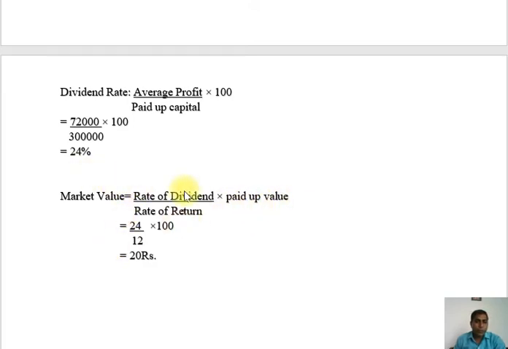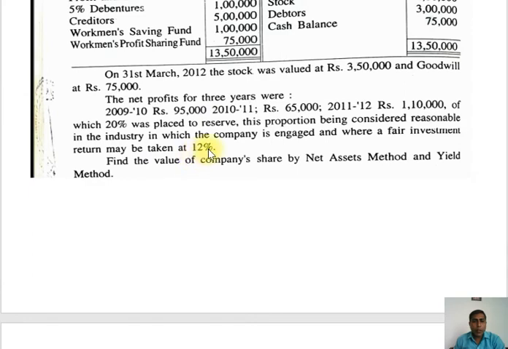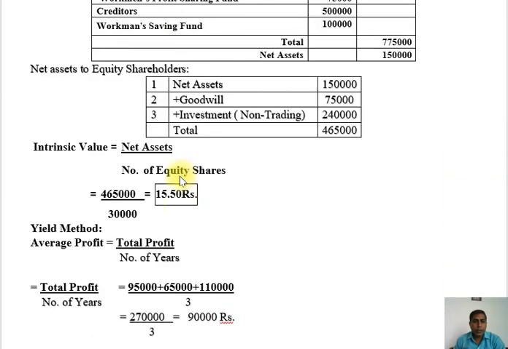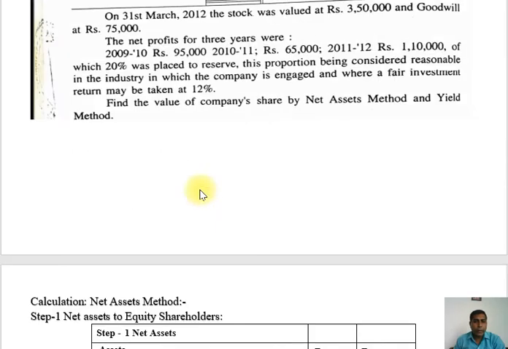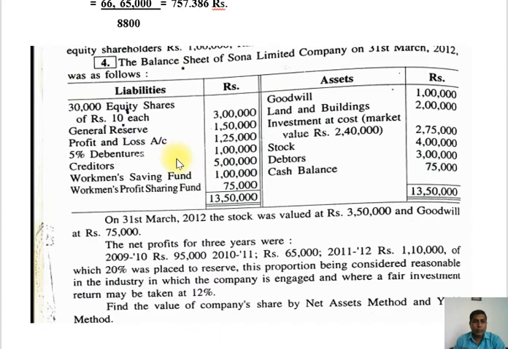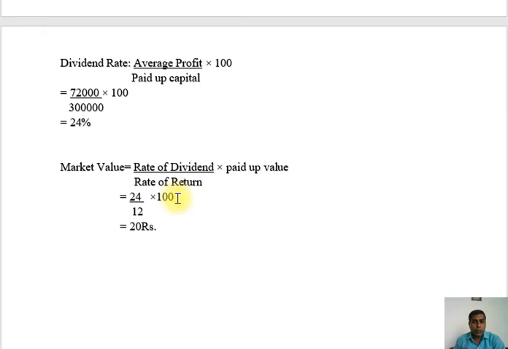So friends, in our example dividend rate is 24 percentage upon rate of return. You can see in the additional information here 12 percentage. The 12 percentage is our rate of return multiply paid up value. So friends, paid up value in our example is 10 rupees. So you can note down here 10 rupees. So our answer is 20 rupees. So friends, step by step you calculate the example and you get your answer.